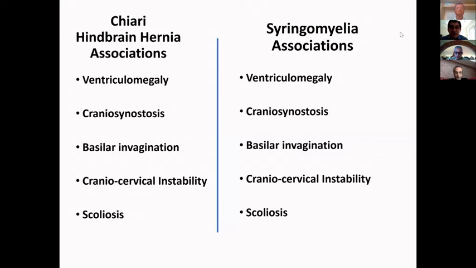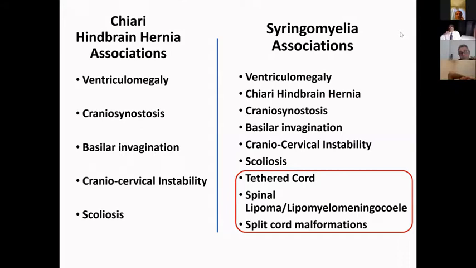And interestingly, these are also very much the same associations for syringomyelia. In addition to that, of course, syringomyelia can also be associated with tethered cord, lipomas, split cord malformations. That means that there is something pulling the spinal cord downwards and causing dysfunction of the spinal cord and formation of a syrinx. So ventriculomegaly, first of all.